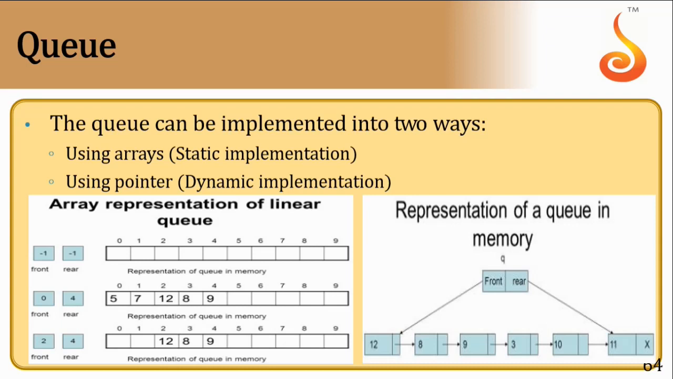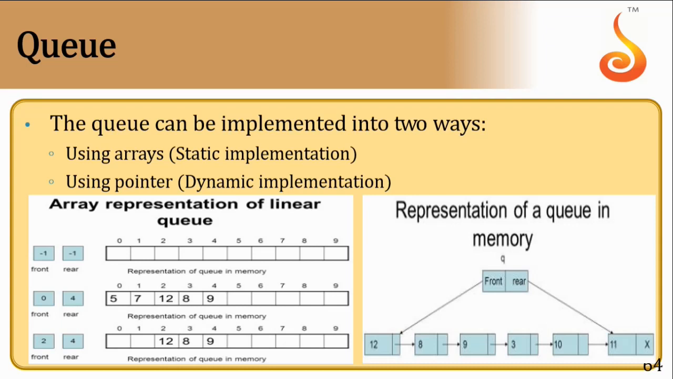On the other hand, as you know, the nature of a queue is dynamic, right? As and when people come, the people keep on moving out. It is not like you wait for all the people to come in and then start moving out. Since it will go on increasing and decreasing rapidly, it is always better to implement it using a linked list or dynamic implementation.